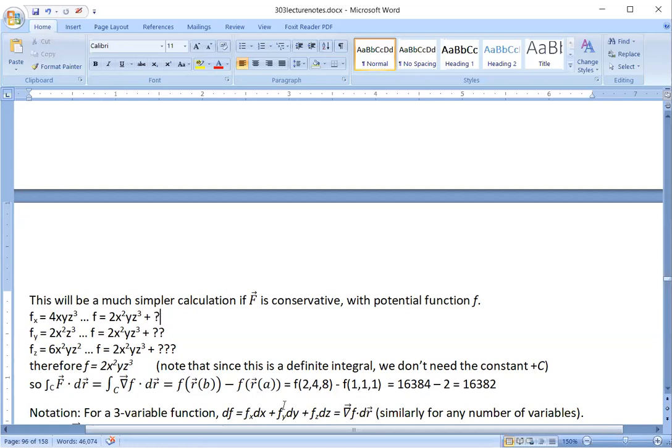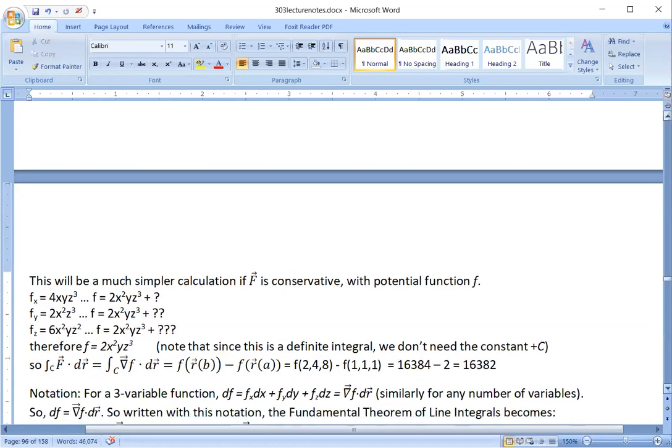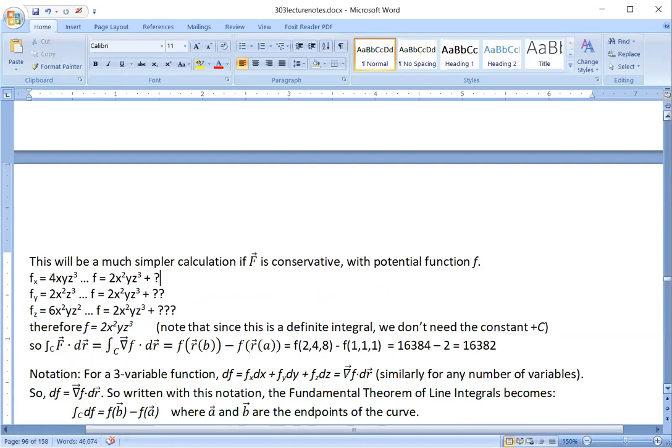But let's actually look at what that form is. That's something times something plus something times something plus something times something. That's actually a dot product. It's the dot product of (df/dx, df/dy, df/dz), that's the gradient of f, and (dx, dy, dz), that is just dr. So we can write the gradient of f dot dr simply as df, from our definition of differentials. So we can now rewrite the fundamental theorem of line integrals in this very compact form. The integral over the curve of df is just f of b minus f of a.